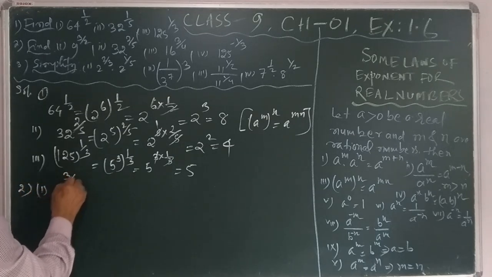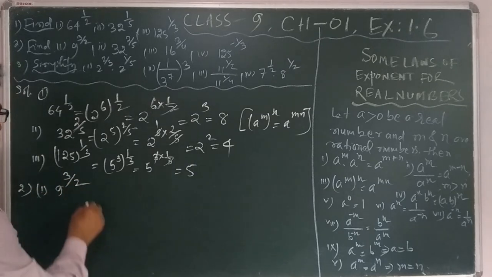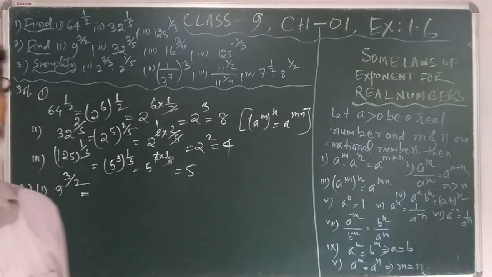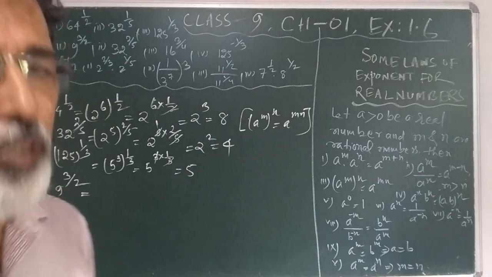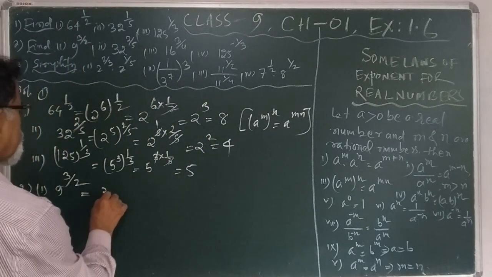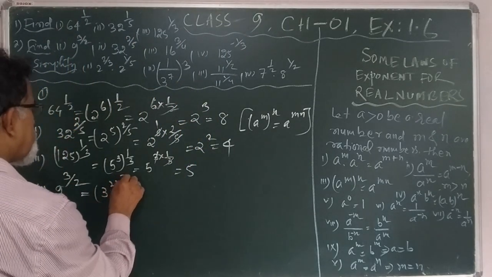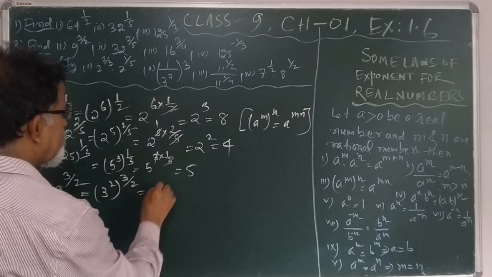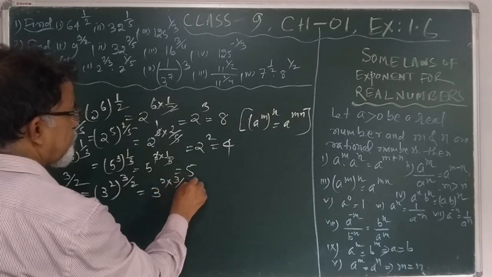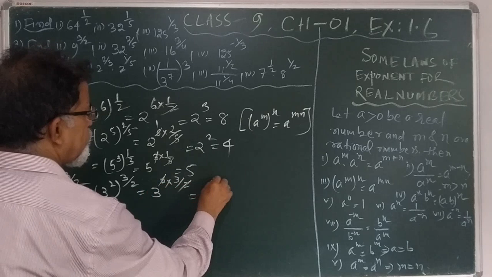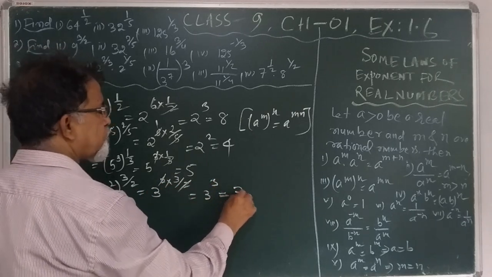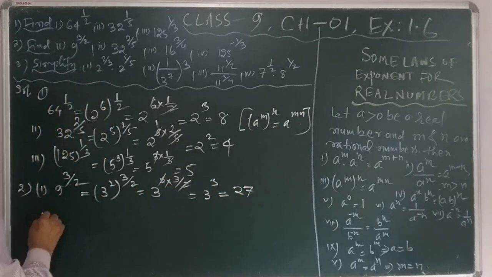9 to the power 3 by 2. 9 can be expressed as 3 to the power 2 because 3 into 3 equals 9. So (3 to the power 2) whole to the power 3 by 2 is 3 to the power 2 into 3 by 2. The 2 cancels, leaving 3 to the power 3. 3 to the power 3 means 27.